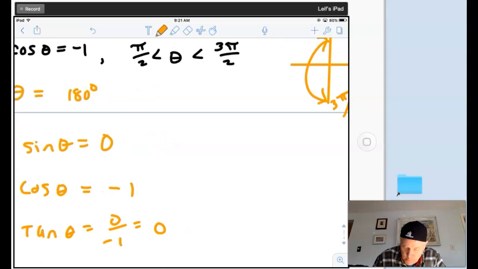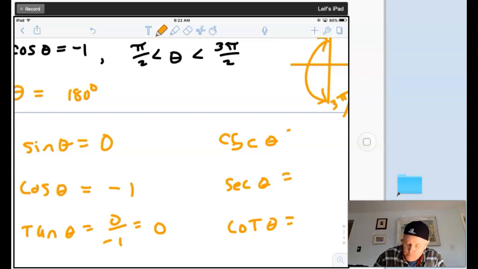Okay, and now the cosecant and the secant, cotangent, these will be pretty easy. I'll just flip them upside down. So 0 over 1, I can always put that over 1, which means I get 1 over 0, which will be undefined.